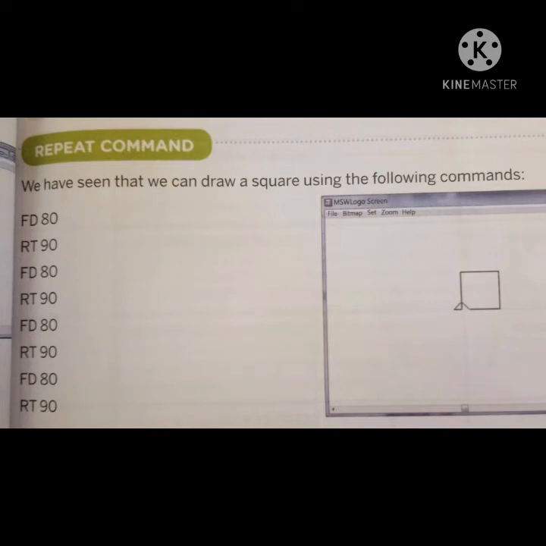You can clearly observe the picture. See, if you want to draw a square, these are the commands, that is FD 80, that is 80 steps you are moving forward, and then you are taking a right turn, RT space 90. After taking a right turn, again you have to move the turtle, that is FD space 80. Again you have to take a right turn, RT space 90. Like that 4 times you have to repeat the command.